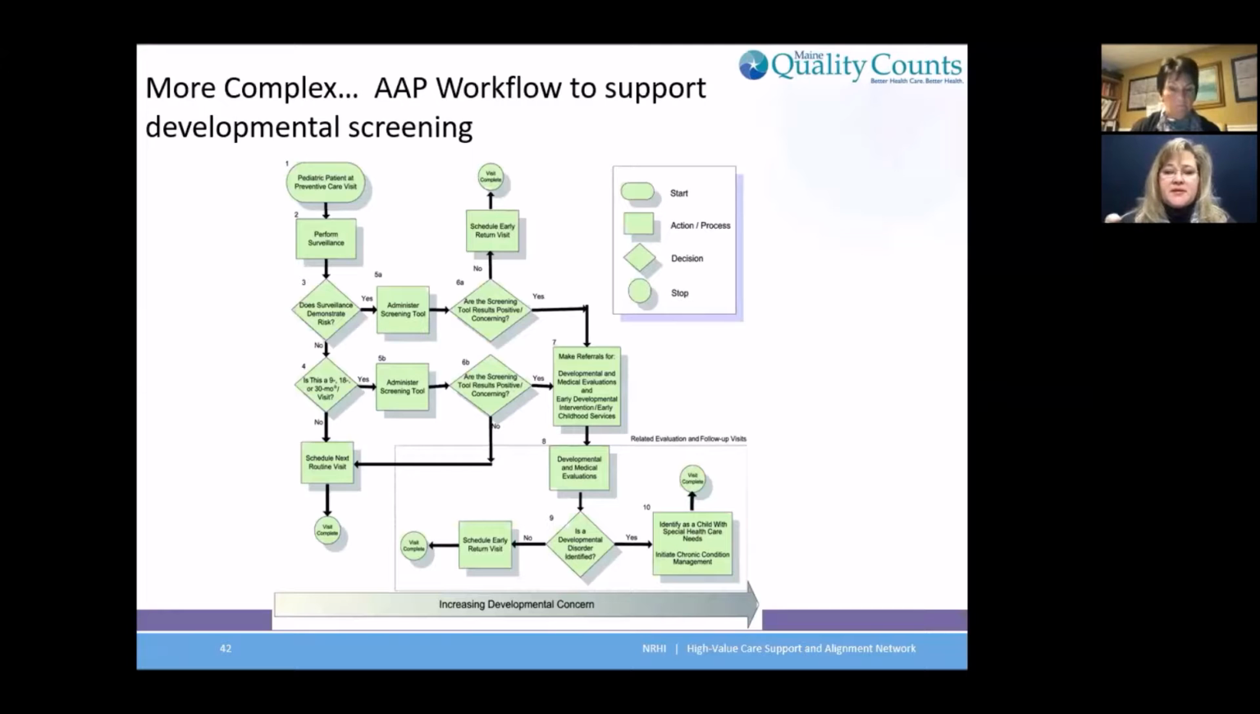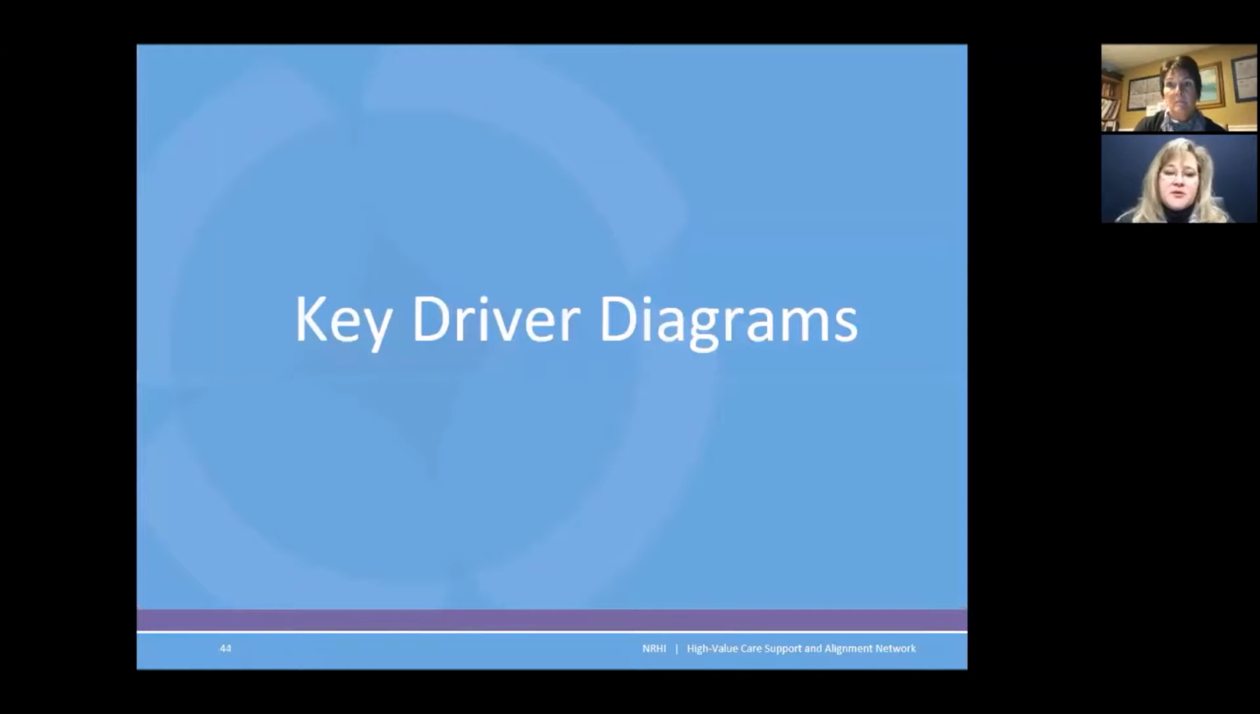The one thing to take away on this is that there are some symbols that mean something within your process mapping. If you look over to the right, you'll see an oval for a start. The block is an action process. The diagonal is a decision, and the circle is a stop. So it's not really just to break it up a little bit. There's actually a thought process behind the symbols, and that's important to recognize as well. So that's just a brief overview about looking at process mapping. And then we're going to dive a little bit now into key driver diagrams.